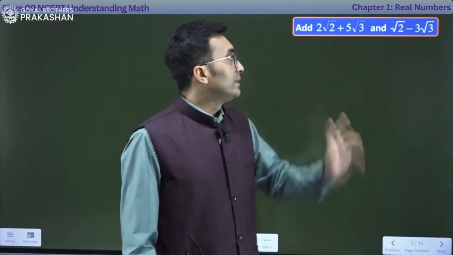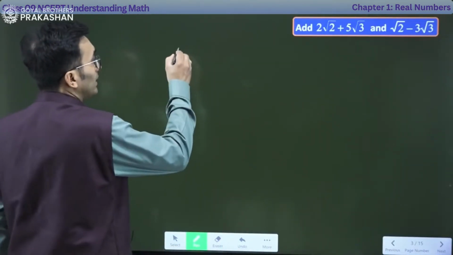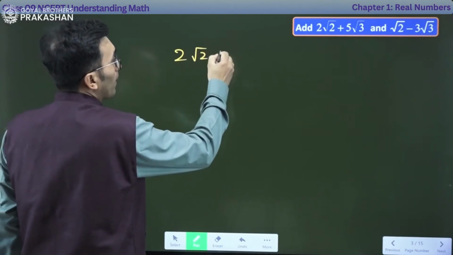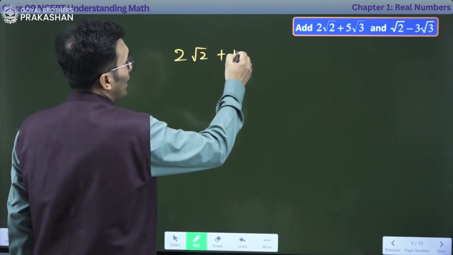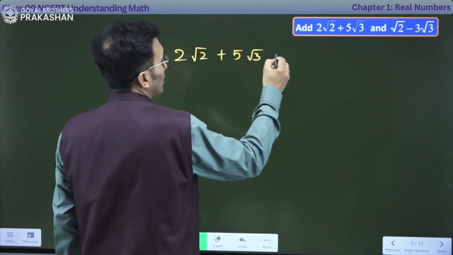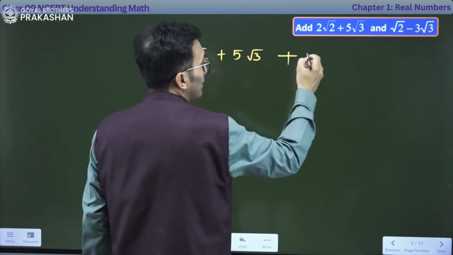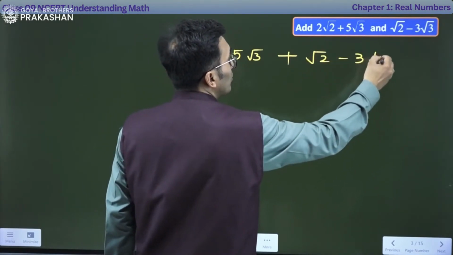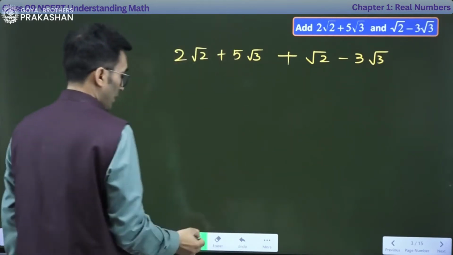We have to add this one. See, for adding this, we can write this is given 2 root 2 plus 5 root 3, and then we have plus this and this. So this is root 2 minus 3 root 3.